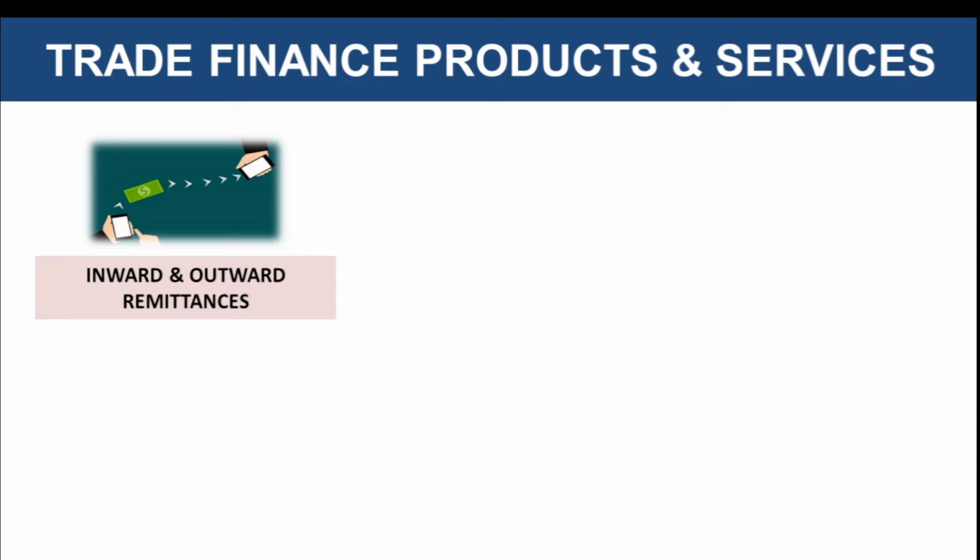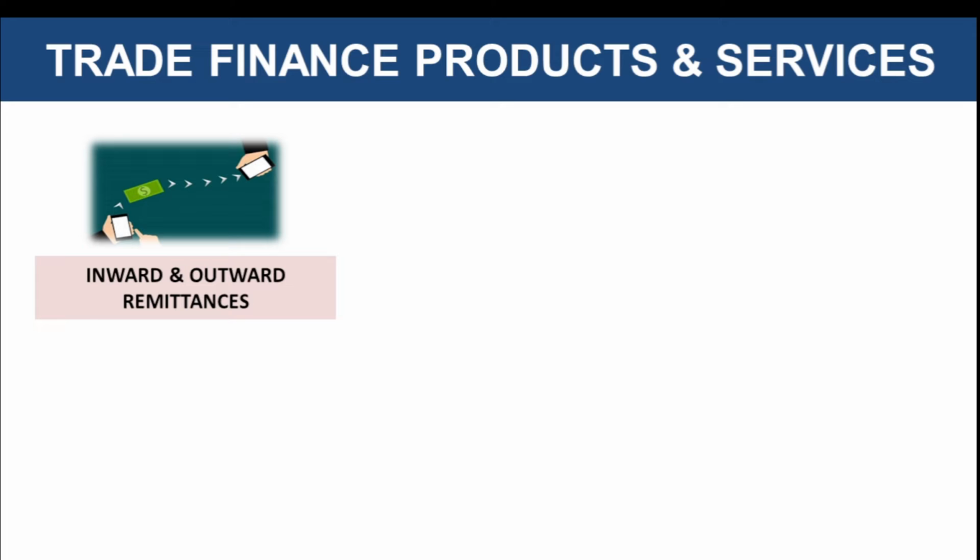Now, it can be for exactly opposite reasons. For example, you have purchased goods from a US based seller, and now you need to make payment. So it would be an outward remittance for you. The money is going out, the money outflow is happening. So wherever it is outflow of money, it is outward remittance. Wherever it is inflow of money, it is inward remittance.